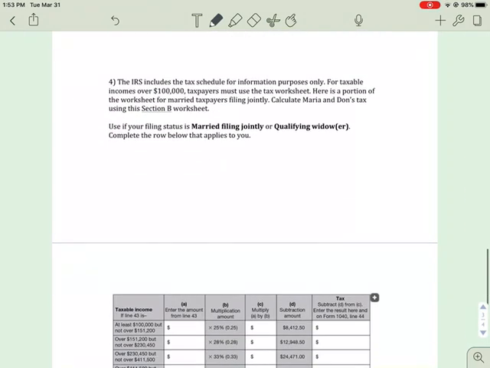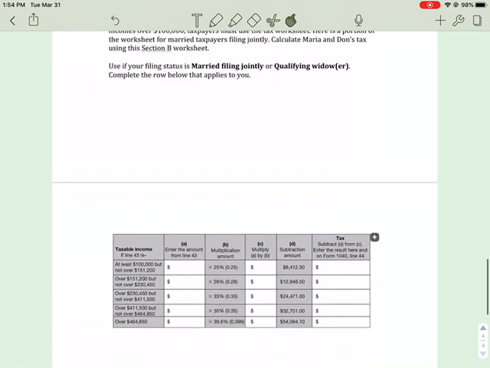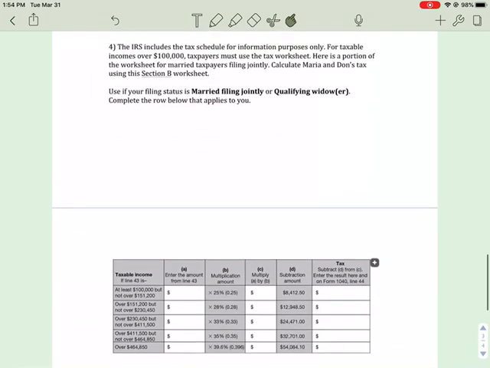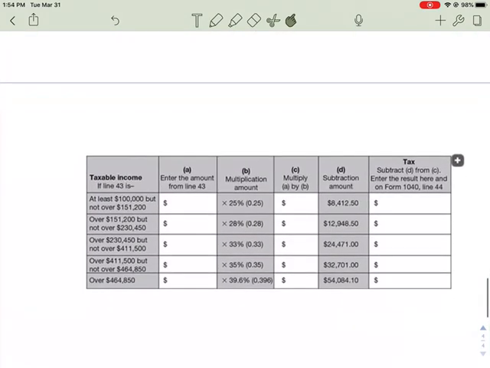Okay. All right, so let's try another one. So the IRS includes a tax schedule for information purposes only. For taxable income over $100,000, taxpayers must use this tax worksheet. So this is for information, but they actually do the computations here. Here's a portion of that worksheet for married taxpayers filing jointly, and we want to calculate Marie and Don's tax using this worksheet. So we're still using the $153,900, and we're going to use this worksheet to help us out.